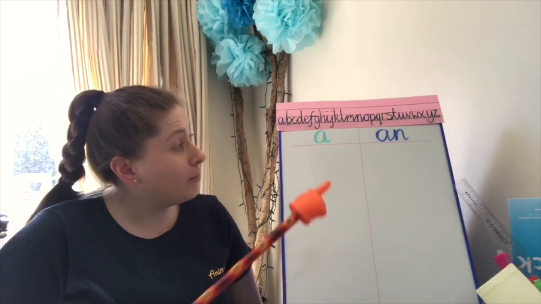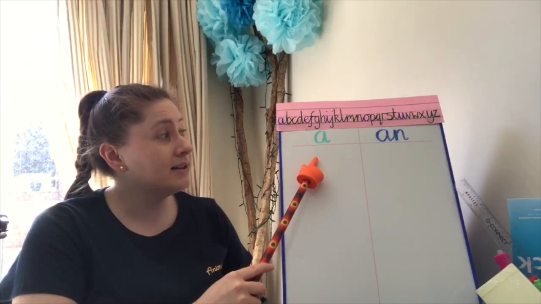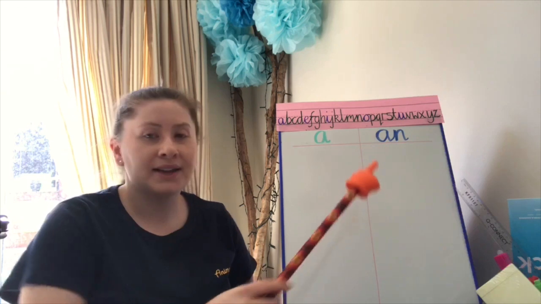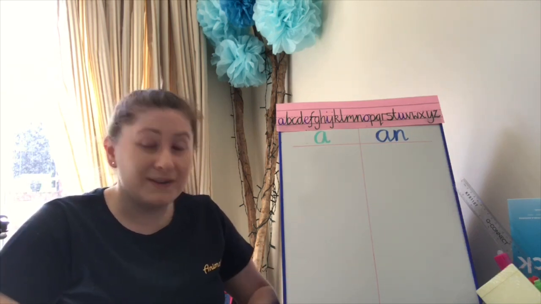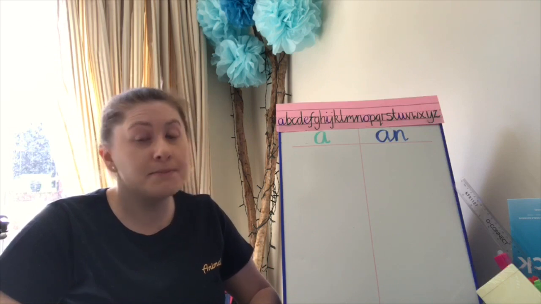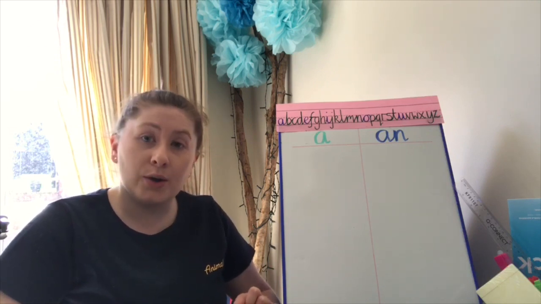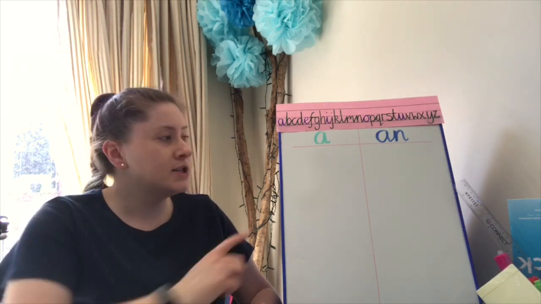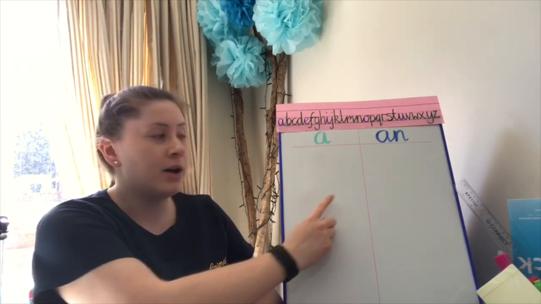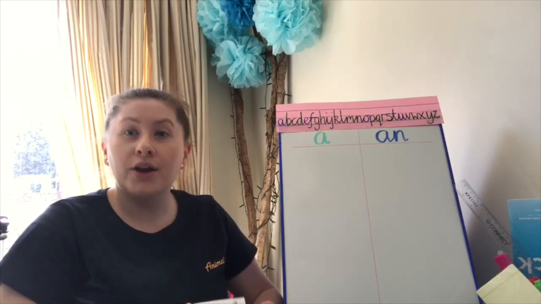Now I've got on my board the determiners a and an. And I've got some picture cards to show you. Now my picture cards are of nouns. So a noun is a person, place or thing. So I'm going to show you my pictures and then I want you to have a think with the people in your home to work out, is it going to go with a or an to determine our noun.